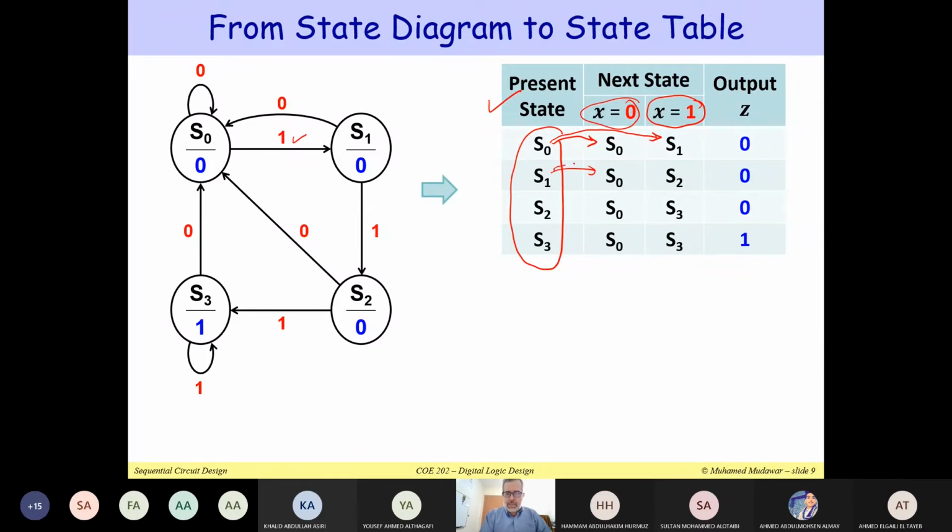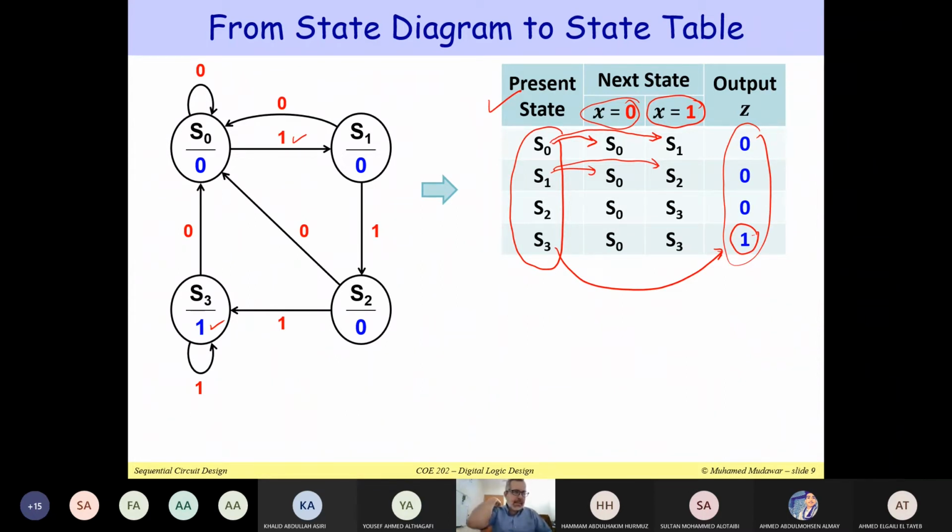So you take it state by state. You show all the transitions in the state table, and then you show the output z. Notice that the output z here depends on the present state only, and it's only equal to 1 if you are in state S3. Otherwise, it is 0. So this is my state table. It contains exactly the same information that exists in my state diagram. I'm putting it inside the state table.